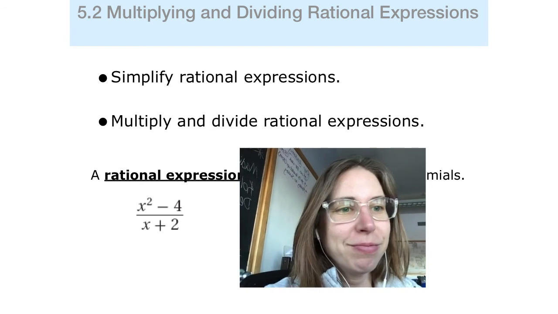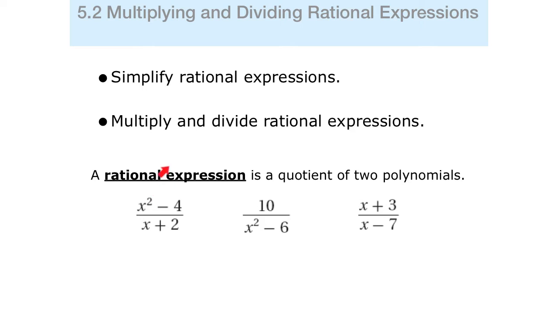Here we go. The first thing to know is that when we say rational expression, we mean it's a quotient of two polynomials, meaning that something's being divided and it's an expression, so there's no equal sign, but there are going to be variables in either the numerator or the denominator or both.